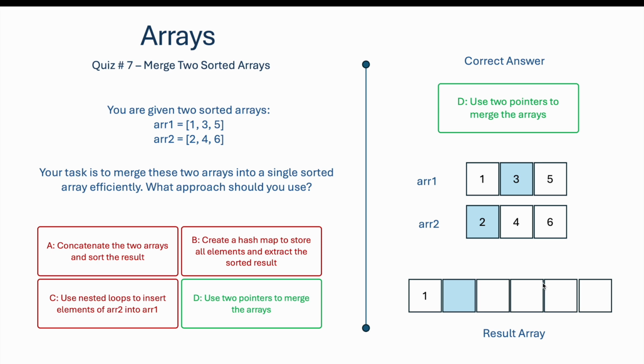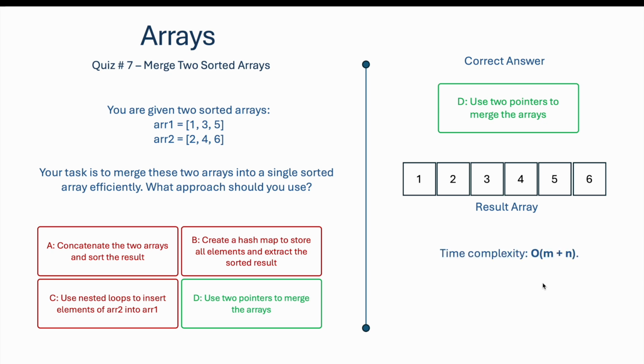Out of 2 and 3, 2 is smaller, so we add 2. And of 3 and 4, 3 is smaller, and so on. So as we go to the end of the array, we have our sorted resultant array. So the time complexity here is order of m plus n, where m is the length of array 1 and n is the length of array 2. Space complexity is order of m plus n as well. This is for the result array.